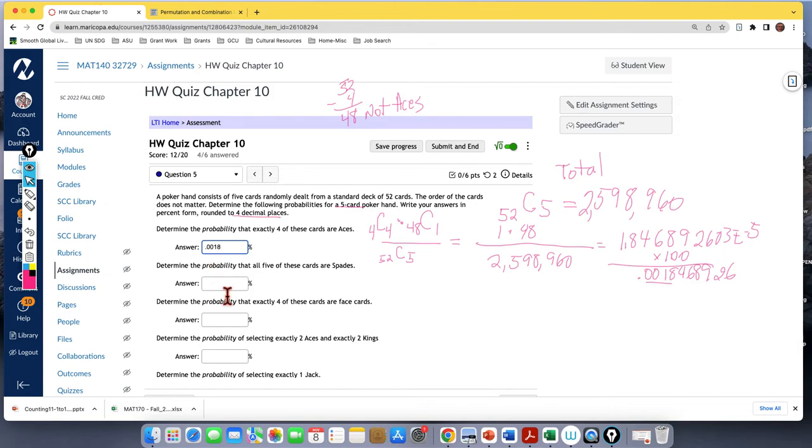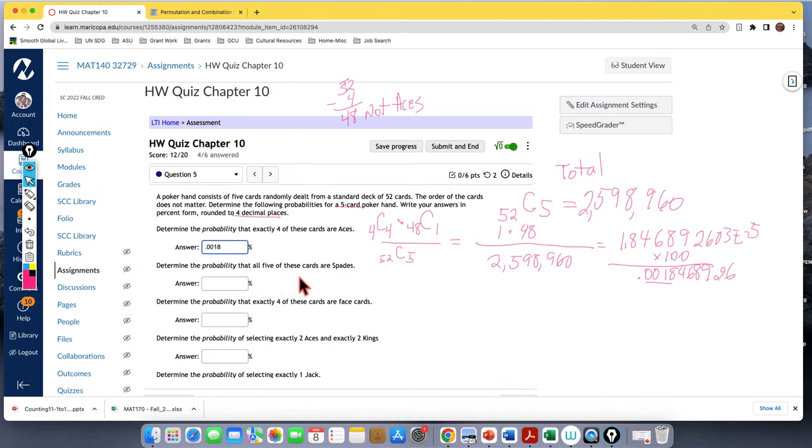Okay, very small percentage. It's not likely to get 4 aces. It can happen, but if you see somebody getting 4 aces a couple times in a row, you might think maybe they're doing something with this deck. Maybe they're, you wouldn't expect it to come up very often.